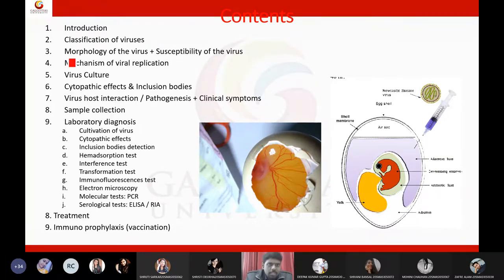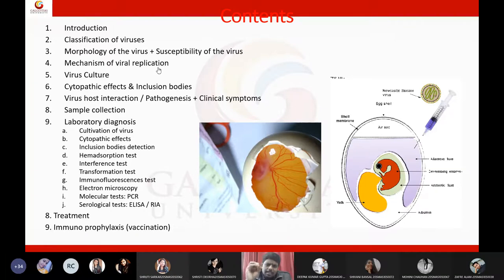Then you will write the morphology of HIV. What is the morphology of HIV? Then each and every virus, students, has its own susceptible factors and its own resistant factors. What is susceptibility and what is resistance? Susceptibility means that to these agents the virus will be killed, and resistance means that to these agents the virus cannot be killed. So along with its morphology, we will write its susceptibility and resistant factors. Then we will write the mechanism of viral replication.